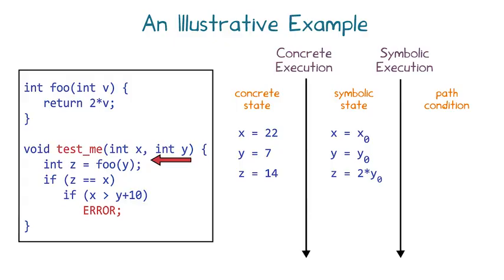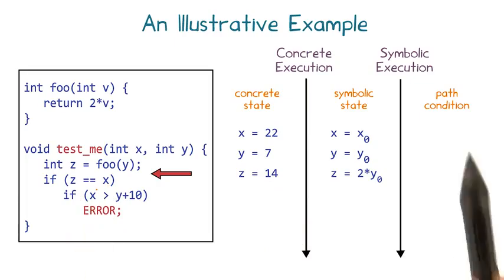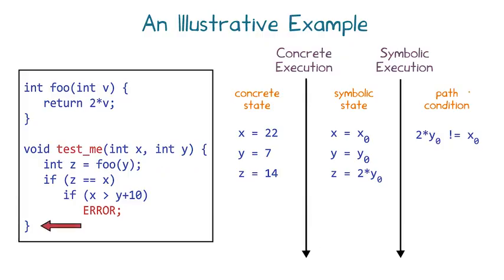Note that DSE has the ability to concretely and symbolically compute the output of a call to a function, such as foo. At the branch point z equals x, DSE observes that the current concrete value of x does not equal the current concrete value of z. Symbolically, DSE stores this constraint z not equals x as a path condition over the symbolic values of z and x as 2 times y0 not equals x0. DSE then follows the false branch from this point, leading to the end of the program.